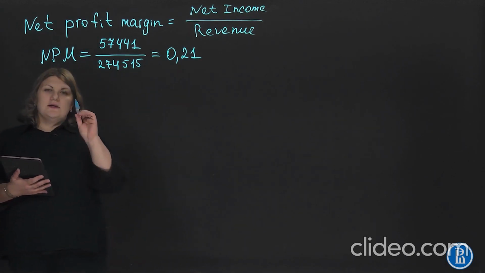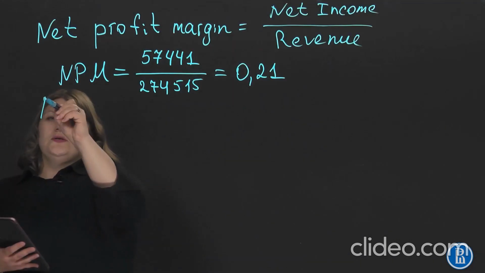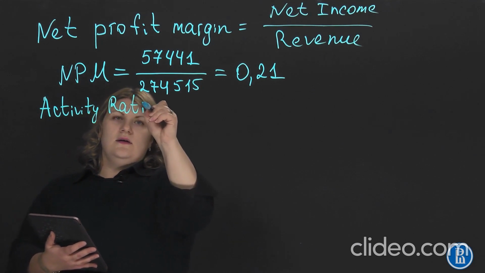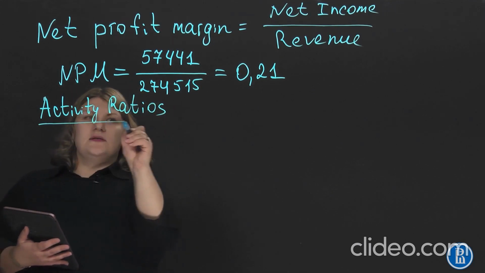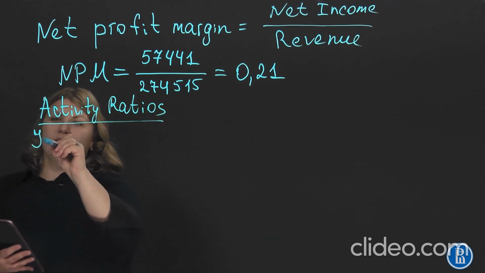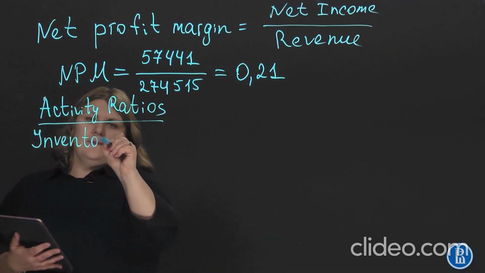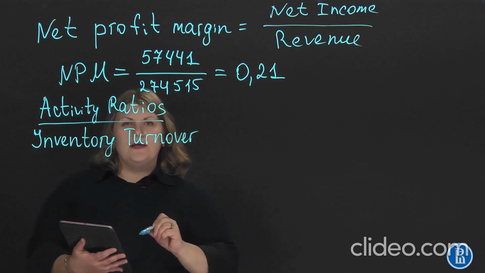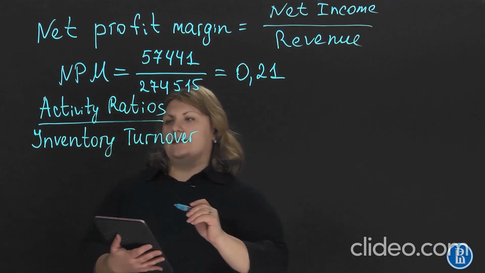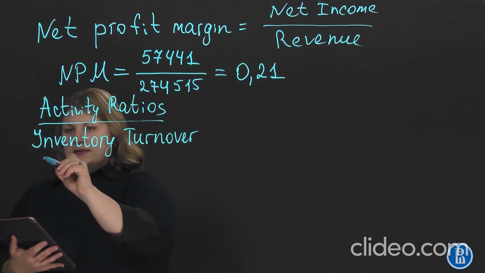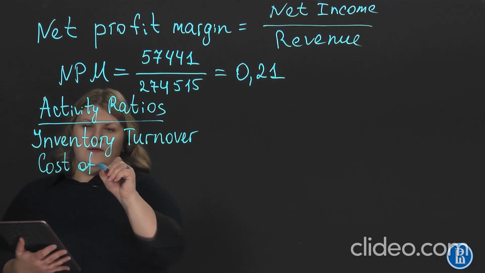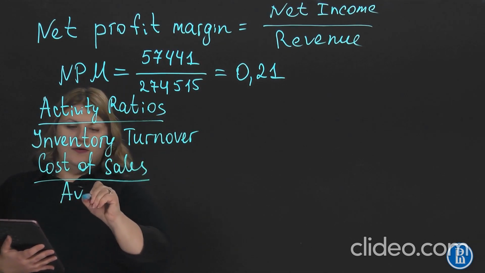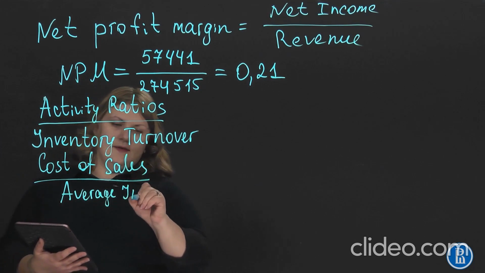Let's now look at some types of the ratios, which are activity ratios. And we will start here with inventory turnover. The inventory turnover can be calculated as cost of sales over the average inventory.